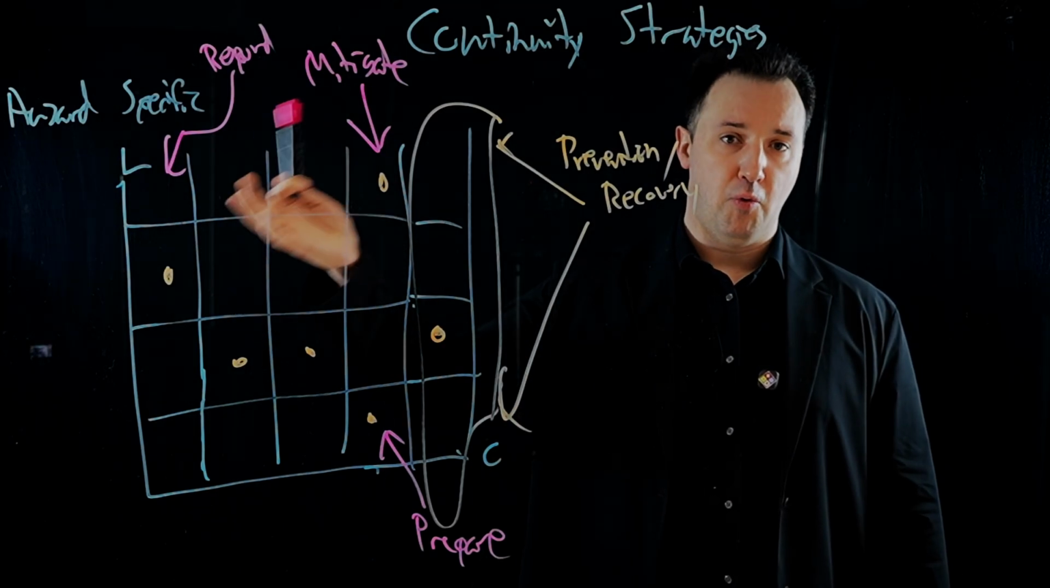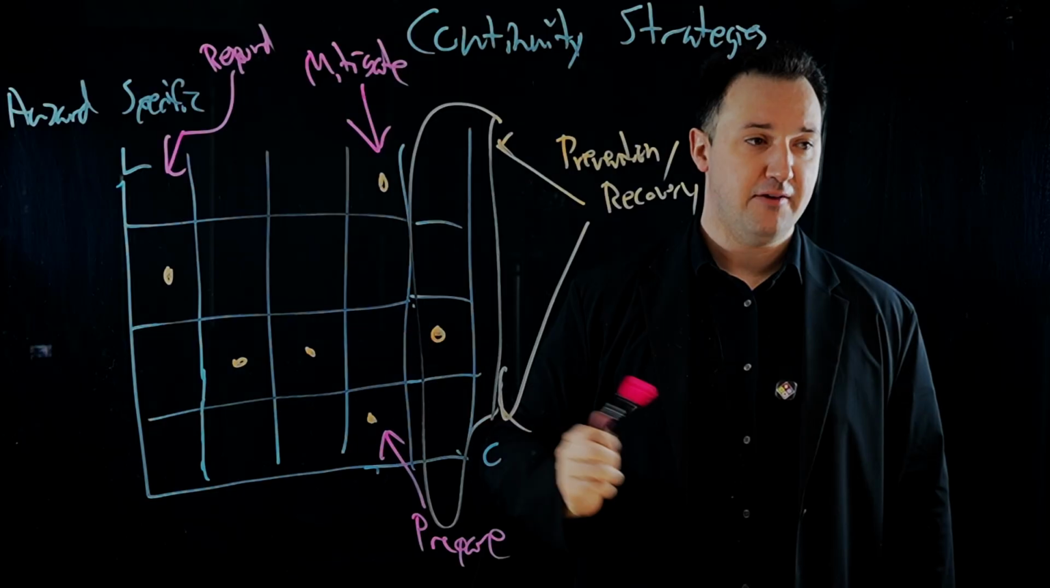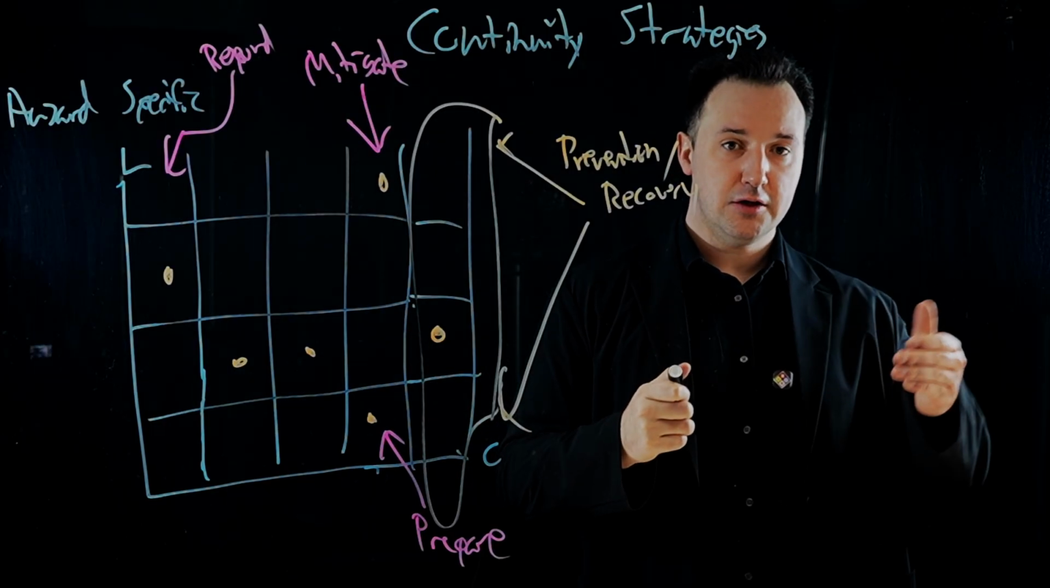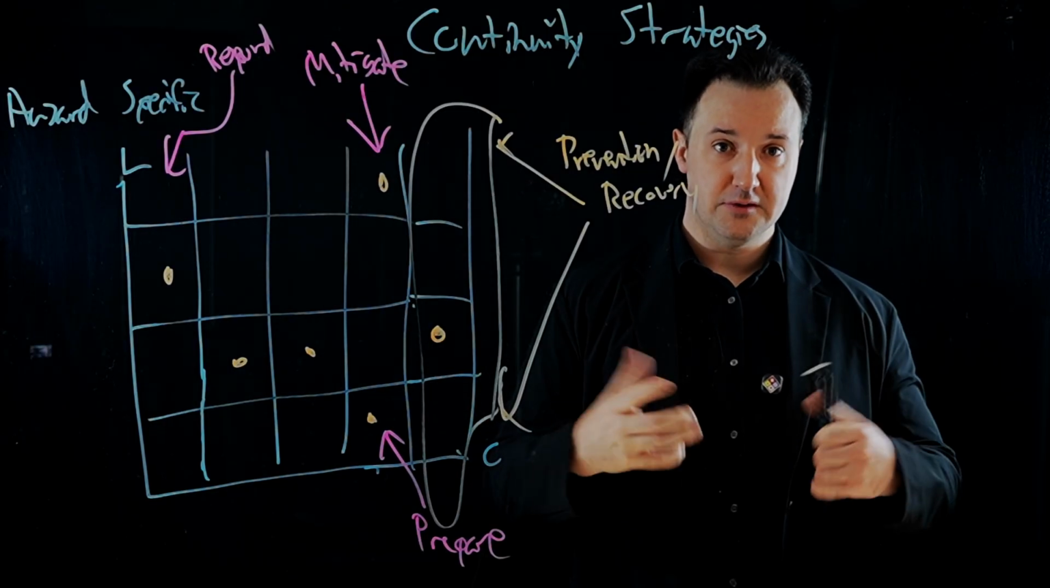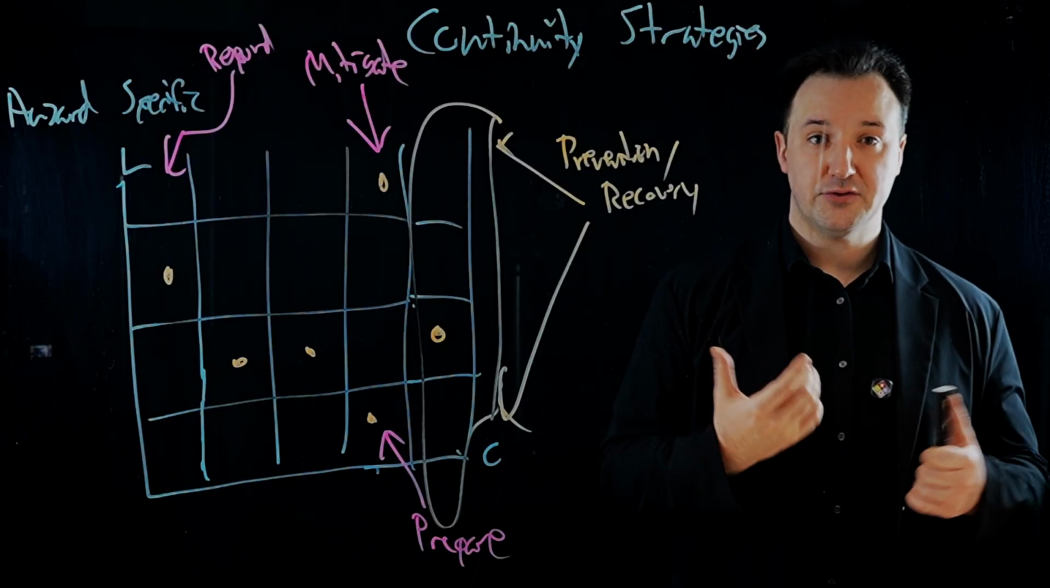So for example, one thing that large organizations have to deal with high likelihood, low impact events like department stores with theft is they have security systems.